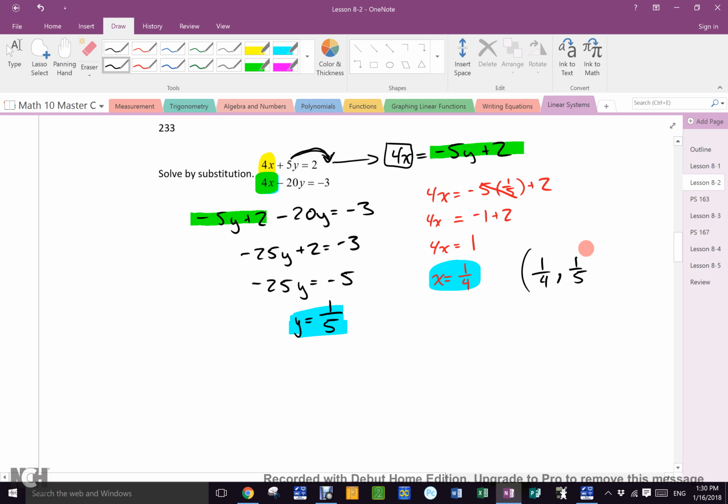What should I do with that? Check. The x is 1/4. What is 4 times 1/4? 1. The y is 1/5. What is 5 times 1/5? What is 1 plus 1? 2. Are we right? So far, what is 4 times 1/4? 1. What is 20 times 1/5? 4. What is 1 minus 4? Is it negative 3? So are we right? Yes. Is everybody good?